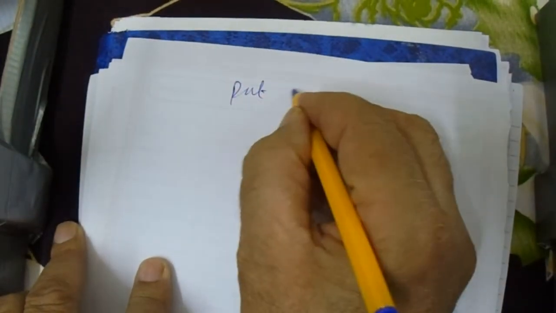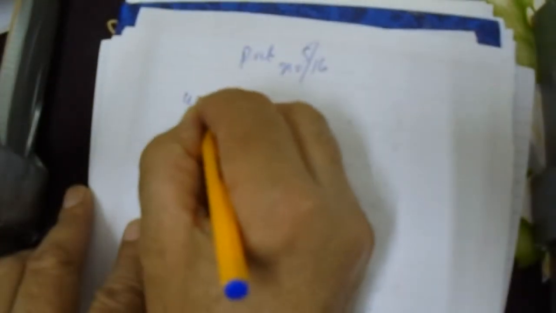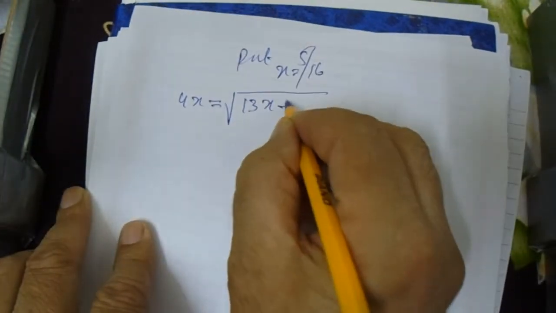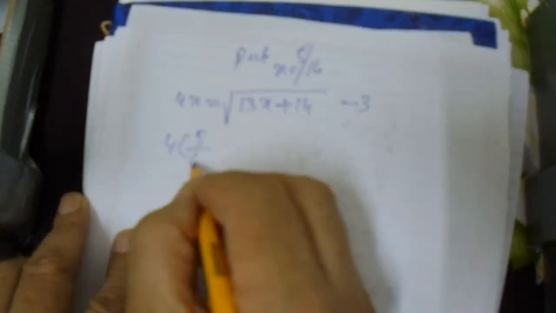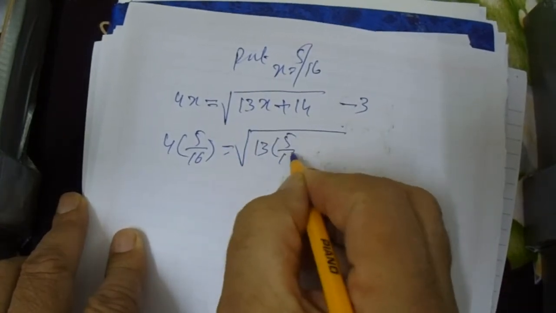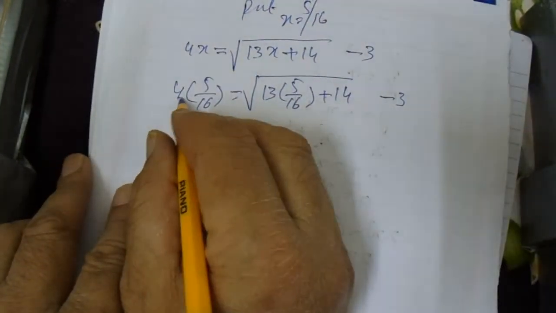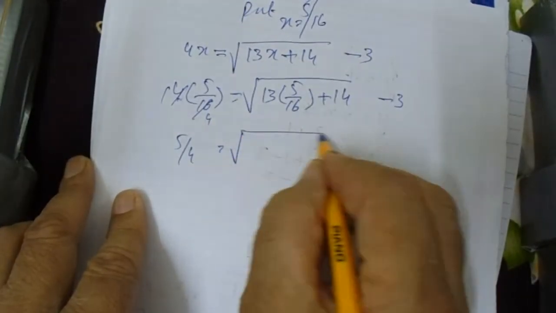Now we put x is equal to 5 by 16. Now we write again 4x is equal to under root 13x plus 14 and minus 3. Now 4 into 5 by 16 is equal to under root 13 into 5 by 16 plus 14 and minus 3. Here 4 ones are 4, 4 fours are 16. 5 by 4 here only we write this.